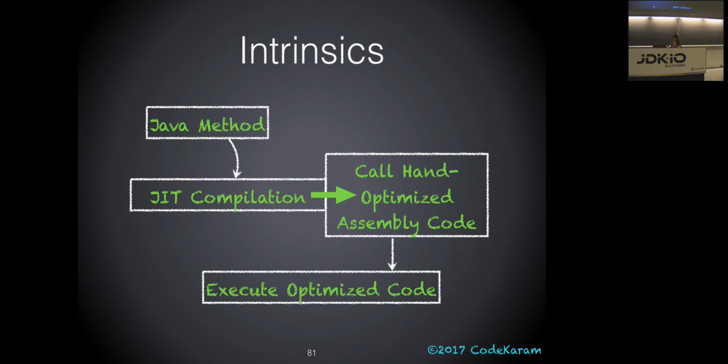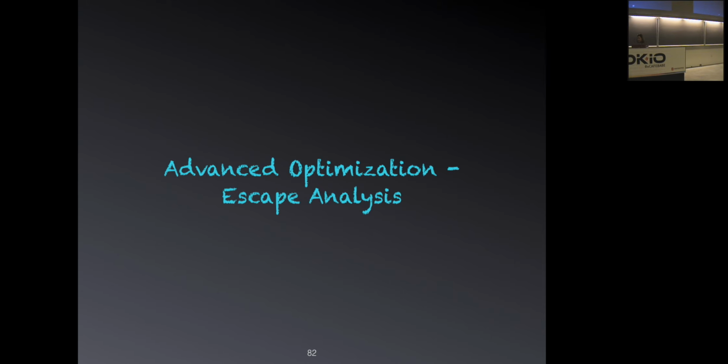Intrinsics. Remember I said the intrinsics are slightly different than what you may be aware of. So you have the same sequence. You have the Java method, and you want to call JIT compilation on that, and then you want to execute the optimized code. But now you can call the hand-optimized assembly code directly. So you have these stubs, the hand-optimized code, so you don't need to go through JIT compilation every time. You just get these stubs for these special code patterns, and you can execute the optimized code, okay? And we have it for our System.arraycopy and all those things. So there's lots of optimizations done with respect to intrinsics.